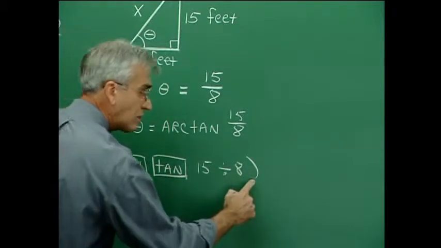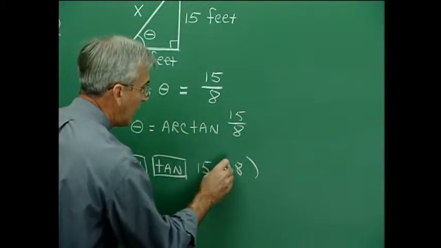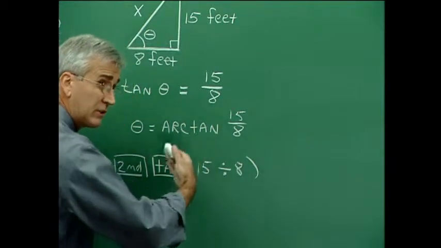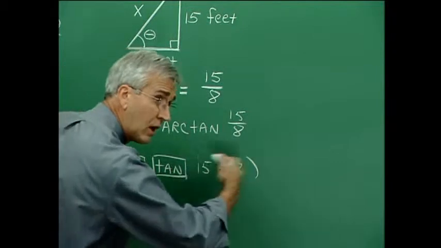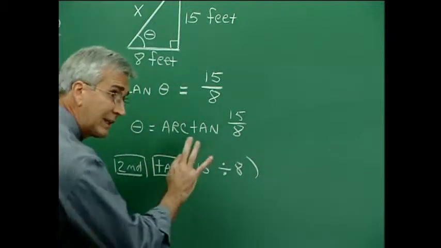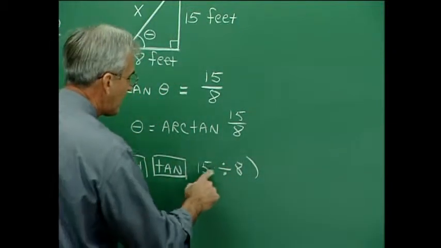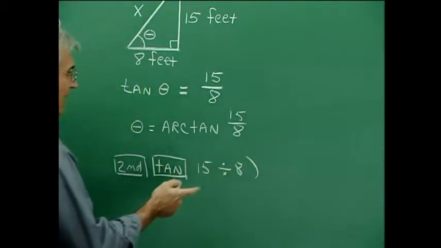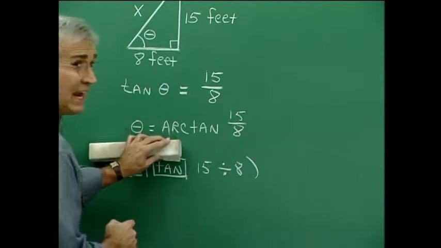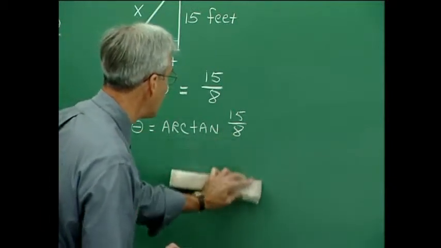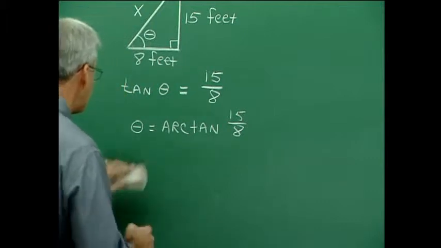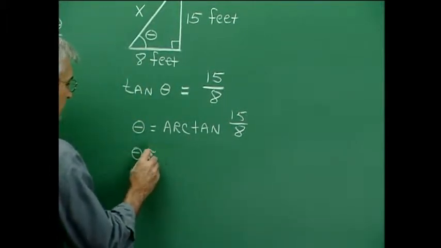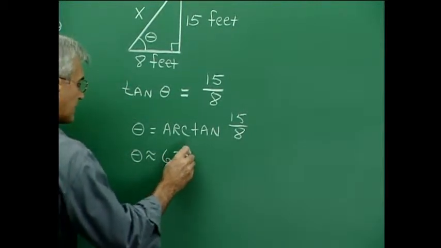You close it over here, and actually you don't have to close it in this particular circumstance, but it's wise to close parentheses that have been opened for you because of future, more complicated problems that we'll run into. At any rate, we'll have 15 divided by 8, close parenthesis, and press enter, and we find the value for the inverse tangent of 15/8, and it turns out to be approximately 62 degrees. So theta is approximately 62 degrees.